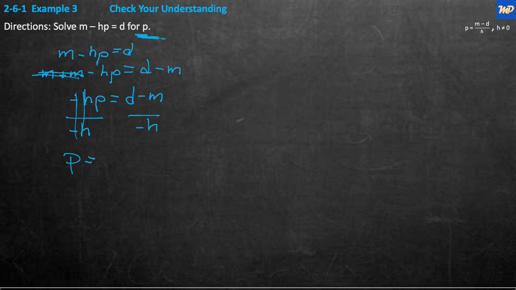And then there's a negative h here, so I'm going to say negative the quantity of d minus m over h. But we like to get rid of these parentheses if we can. So we can rewrite this and say that P is equal to the negative times the D and the negative times the M. So we're going to switch this. It's going to end up being M minus D all over H. So P is equal to M minus D over H.